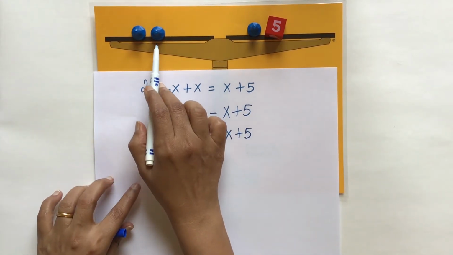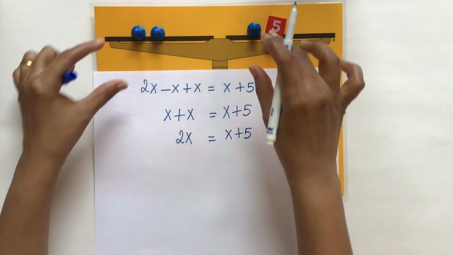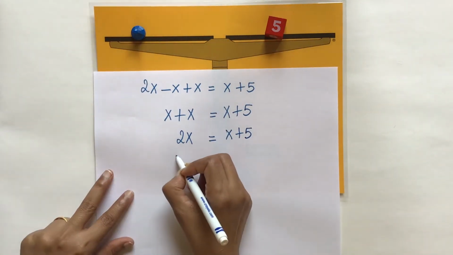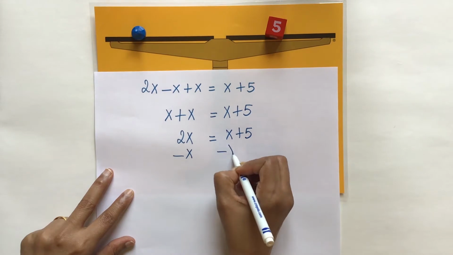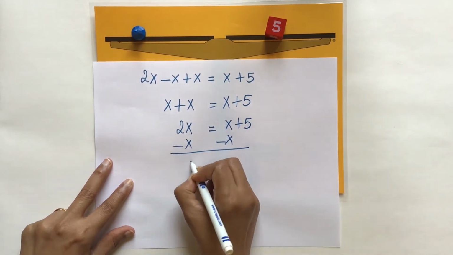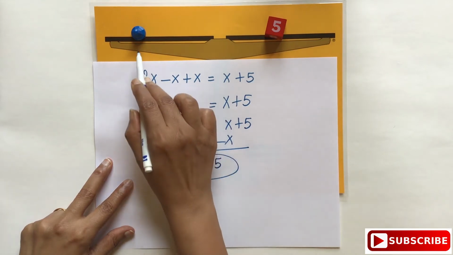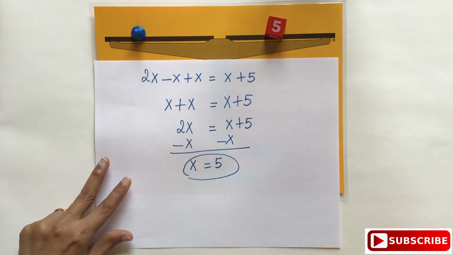The left side has an x and the right side has an x. Let's go ahead and remove them off the mat. Subtracting an x on both sides now gives you x equals 5. x is equal to 5.